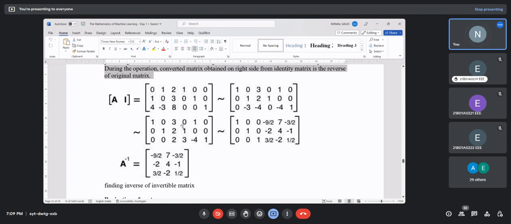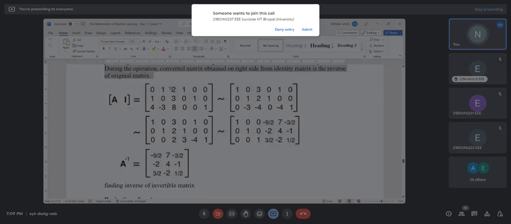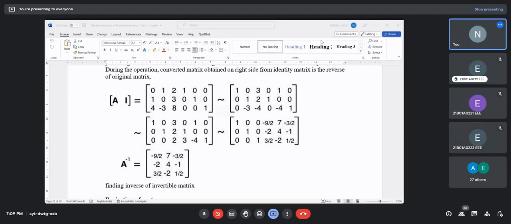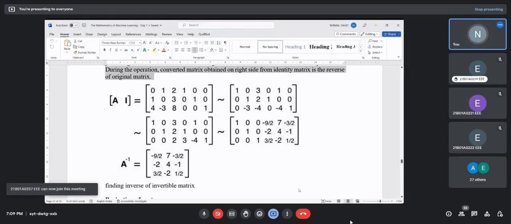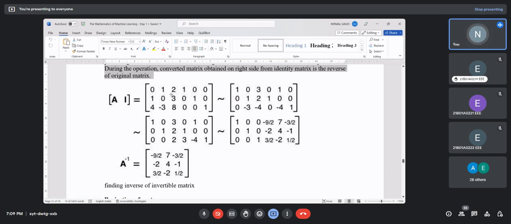I need to perform whatever possible operations I can to make this thing an identity. If I'm successful in converting this into identity, whatever I am left with on the right hand side will be the inverse. So I applied all the transformations just to make this thing an identity, and I know that identity is 1, 0, 0, 0, 1, 0, and 0, 0, 1. After transformation, it converted into identity. It became 1, 0, 0, 0, 1, 0, and 0, 0, 1.